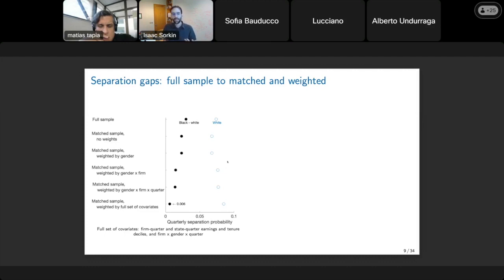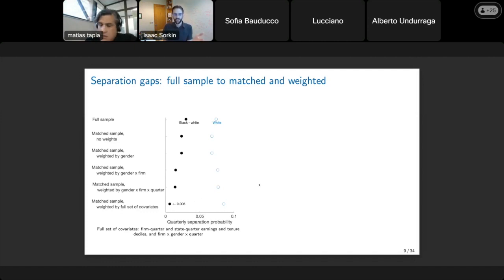In terms of the black-white gap, you can see that it declines when you move to the match sample, and it declines as you reweight on a variety of things, such that in the match sample weighted by the full set of covariates, black workers are about 6.6 percentage points per quarter more likely to separate than white workers.